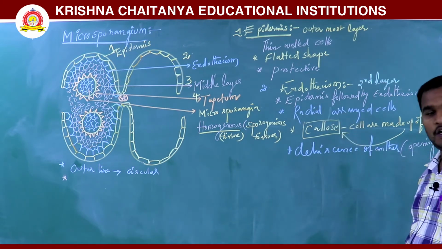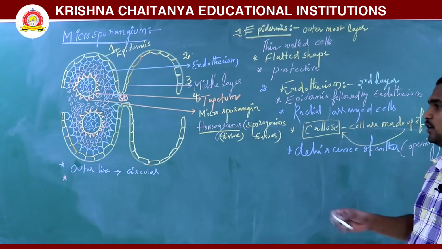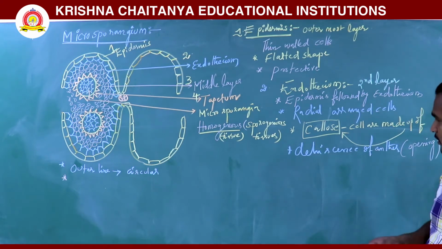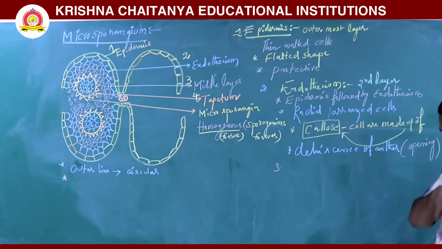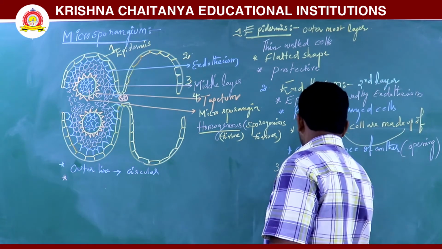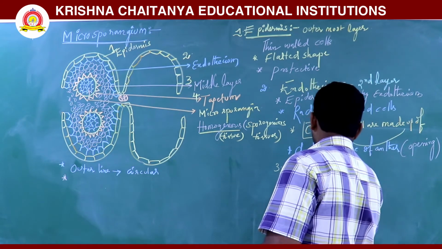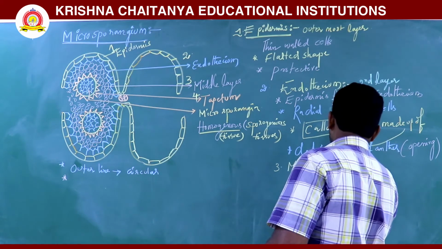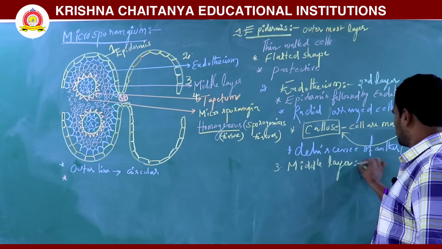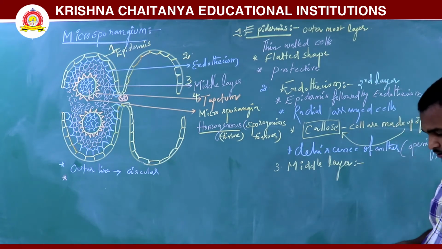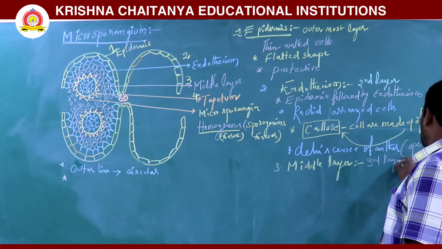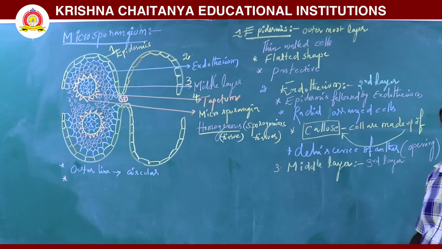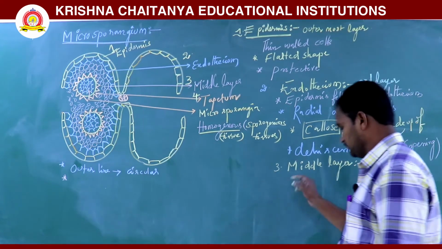So this is the endothecium. The next layer is the middle layer. The middle layer is the third layer.